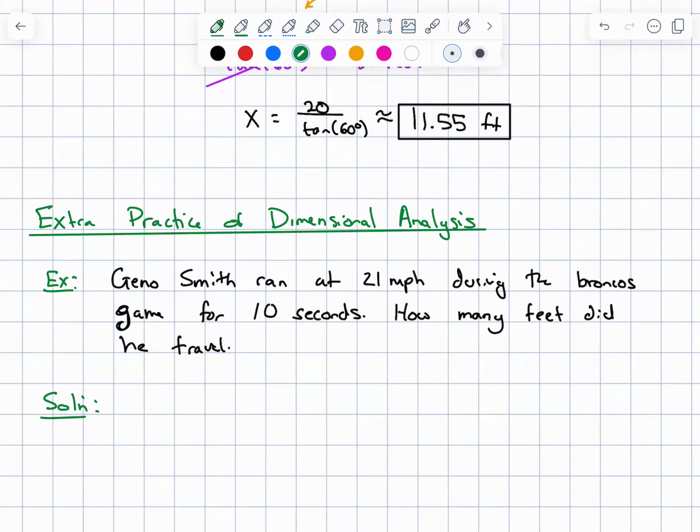The reason why I mentioned that is that the 21 miles per hour should be one of the unit fractions that we use. So we should use the 10 seconds to start this problem off. It's not wrong to do that. It's just you have to be a little bit clever if you decide to start with 21 miles per hour. You have to kind of finagle it a little bit. But anyway, so you start with 10 seconds.